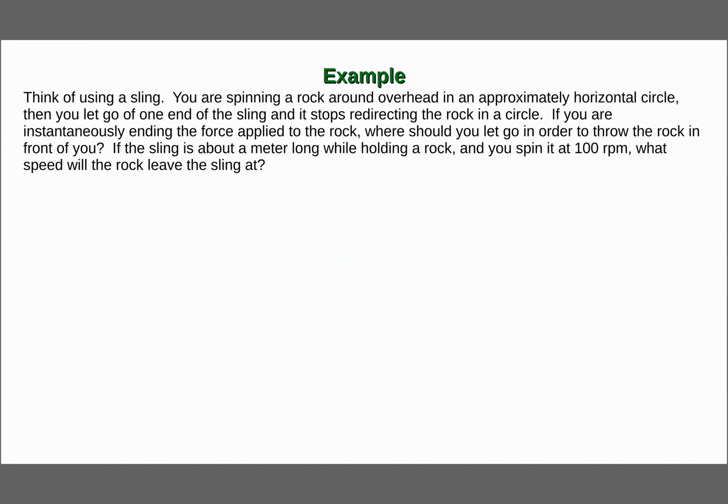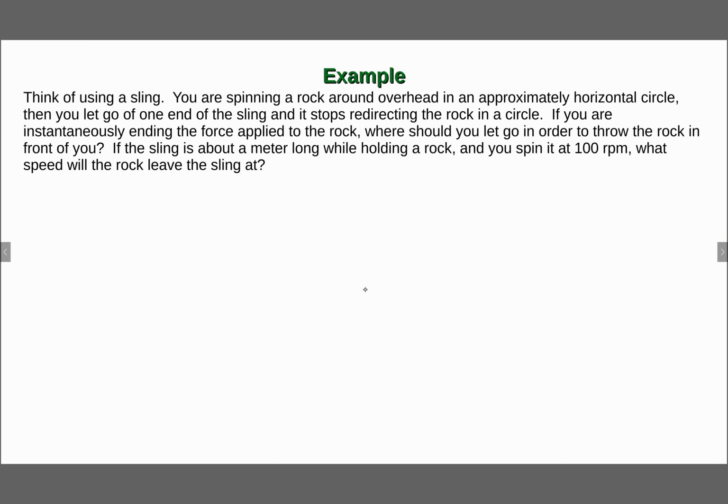Think of using a sling. You are spinning a rock around overhead in an approximately horizontal circle. Then you let go of one end of the sling and it stops redirecting the rock in a circle. If you are instantaneously ending the force applied to the rock, where should you let go in order to throw the rock in front of you? If the sling is about a meter long while holding a rock, and you spin it at 100 RPM, what speed will the rock leave the sling at?